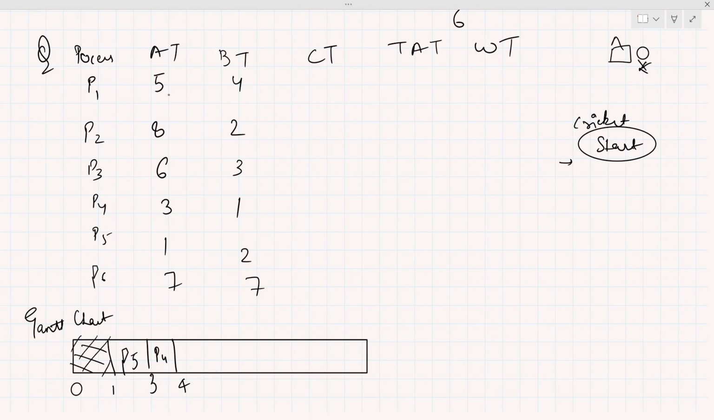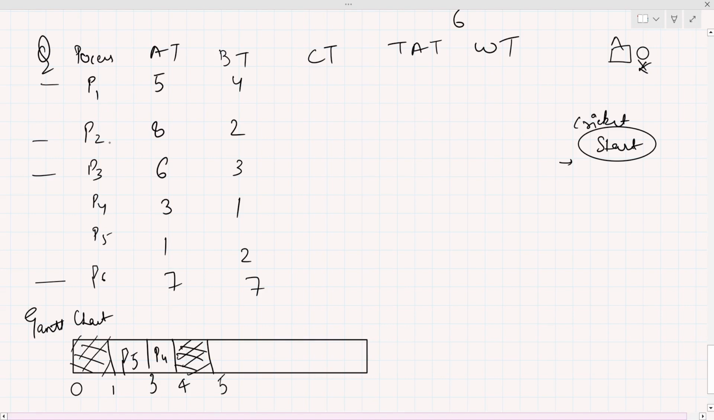The processes which are left are P1, P3, P6 and P2, so we have 4 processes left. But at arrival time 4 we have no processes. So the CPU becomes idle from 4 to 5, because there is no process in the ready queue. If there is no process, the CPU will not work; it becomes idle. So at 4 to 5 the CPU is idle.